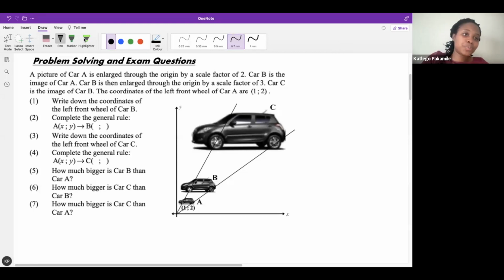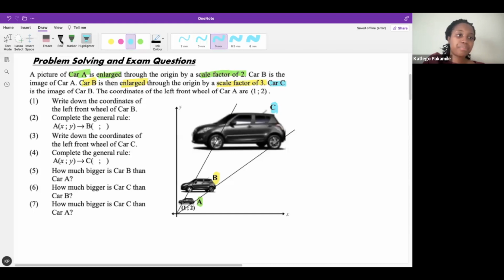All right. Now it says a picture of car A is enlarged by a scale factor of 2. So here is car A. Okay, so we enlarge car A, and from that, we're going to get car B. Okay, then car B is enlarged as well by a scale factor of 3. So here is our car B. And after we enlarge it, it creates car C, which is over there. Okay, so now the coordinates, we've been given coordinates of the left front wheel of car A, so the original car. We have been given the coordinates for that.